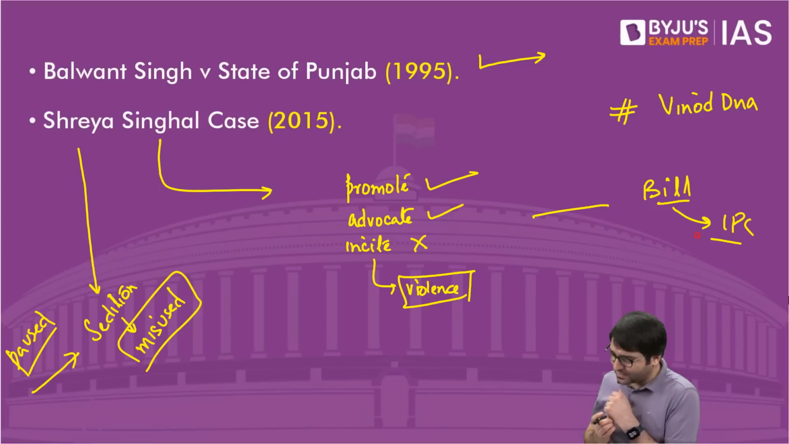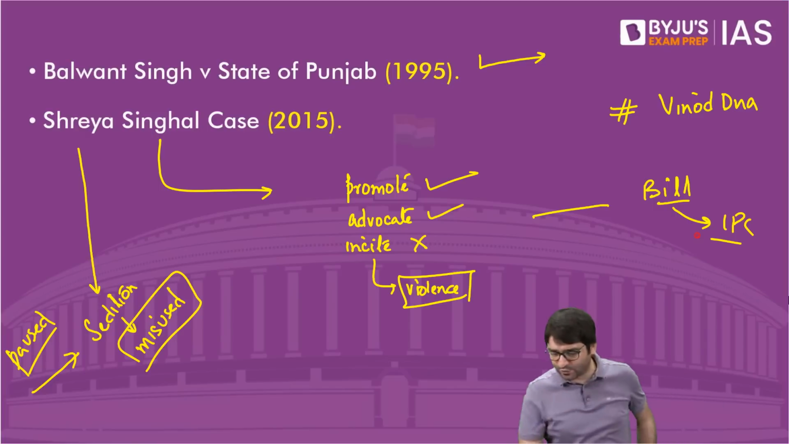Dhruv Rathi spoke against the BJP. Speaking against a political party is not sedition. Speaking against the government is not sedition. Promoting disaffection against the government is not sedition, unless and until you incite people to commit violence.